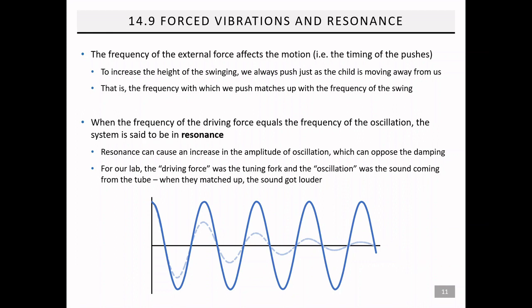The dotted line in the graph at the bottom might represent the swing going back and forth with friction. If you're not driving that motion, it's eventually going to come to rest. However, if you push the child every time they start to move away from you, then the dark blue line will represent the motion, where you continuously increase the amplitude of oscillation by continuing to push the swing.